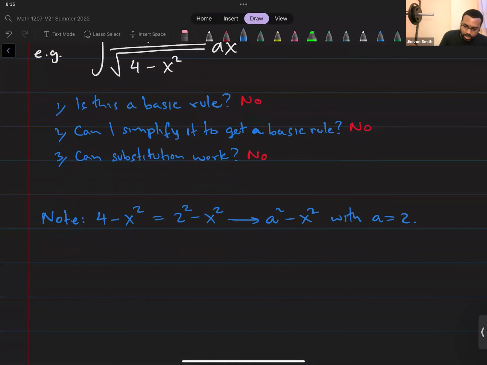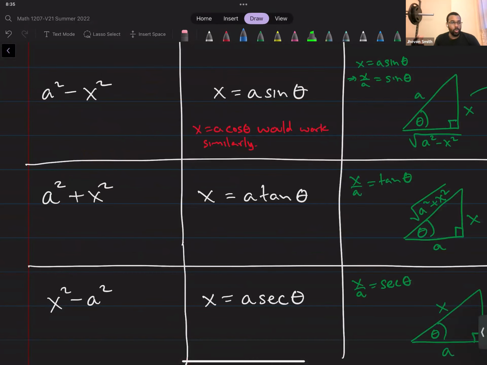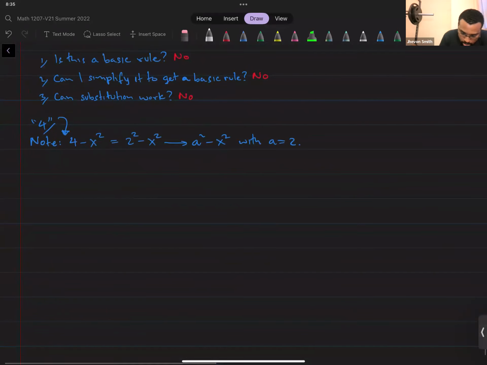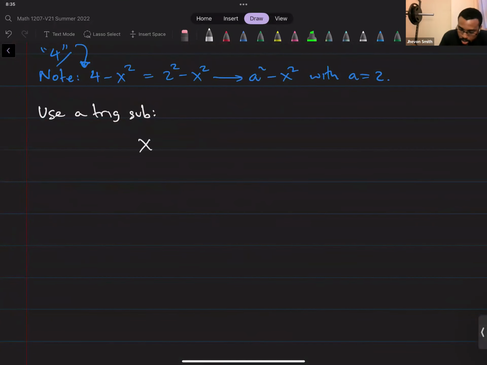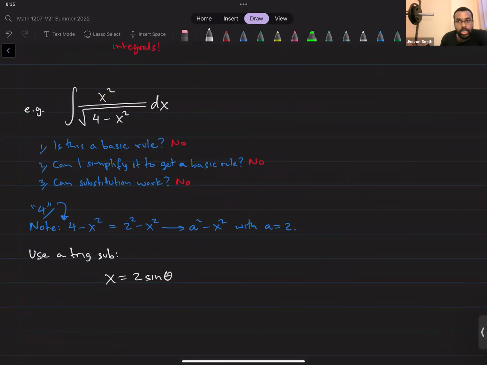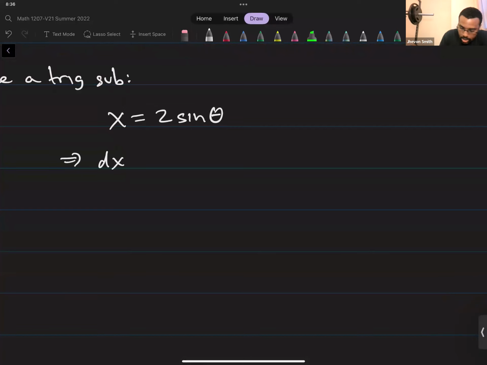So the fourth thing you think would be to note: oh, I have a difference of squares, a squared minus x squared, and I know that is a convenient expression to have. Whenever I have such an expression, I can think of the x as a sine function. So that's where you actually go into your trig sub. The required trig sub would be x equals 2 sine theta, because it's a squared minus x squared, and a in this case is 2. Now, everything else is just a regular substitution. So I need to find the dx, all that. That means dx is going to be the derivative of this.